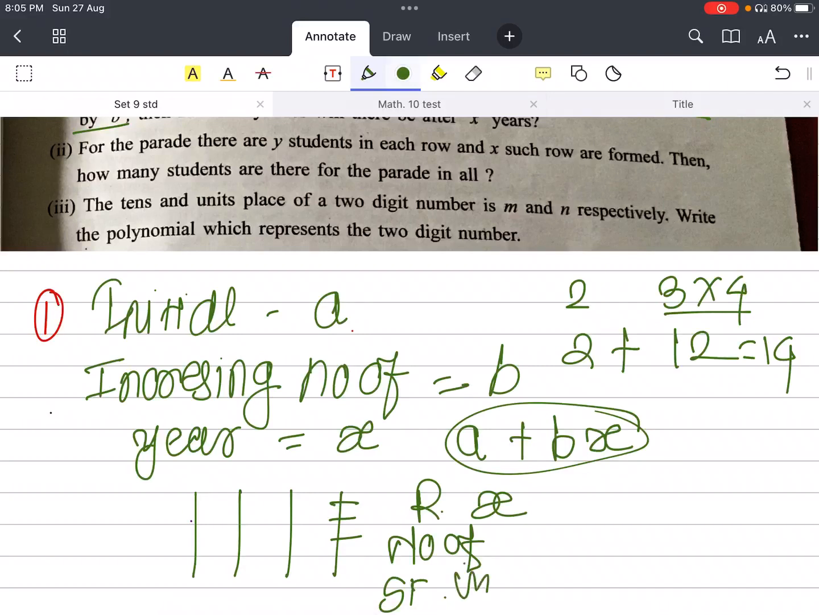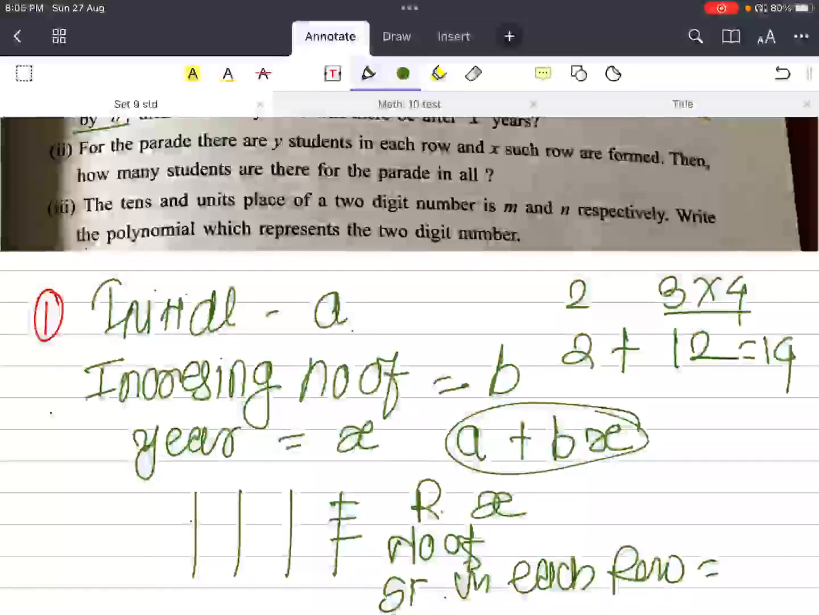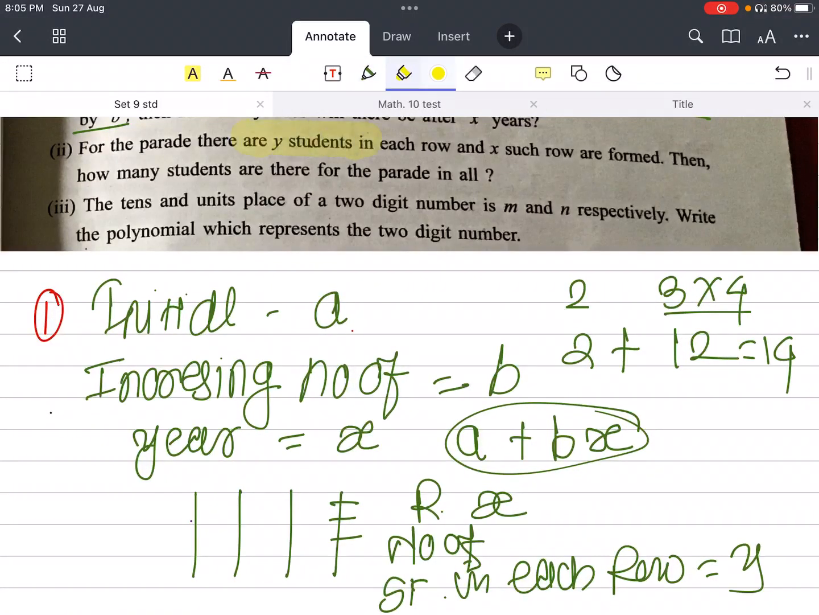So the number of students in each row is equal to Y. So there are Y students, and X such rows are there.